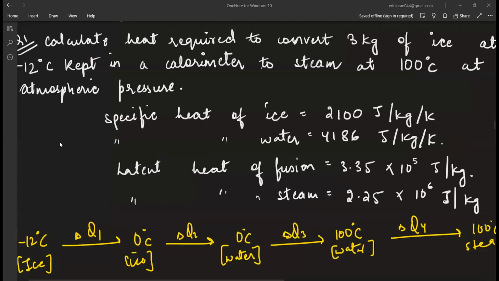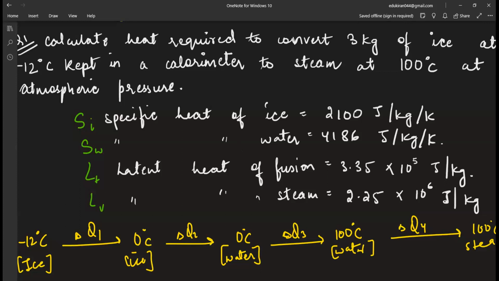Okay, next question says calculate the heat required to convert 3 kg of ice. Now, the formulas are the same that I have told you, it's just that now we'll be applying them. This is how the questions come. So see, here again the same story is built. Ice is given and the temperature is given, -12 degree. First from -12 to 0, then 0 degree ice to 0 degree water, then 0 degree water to 100 degree water, then 100 degree water to 100 degree steam. Everything is given: specific heat, specific heat of water, latent heat of fusion, latent heat of vaporization.